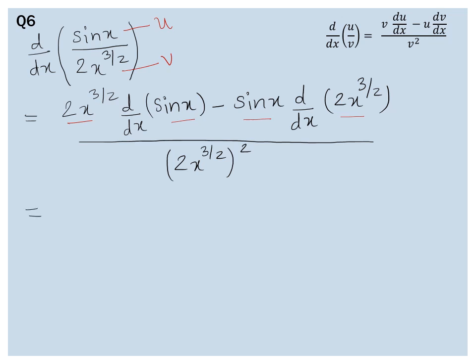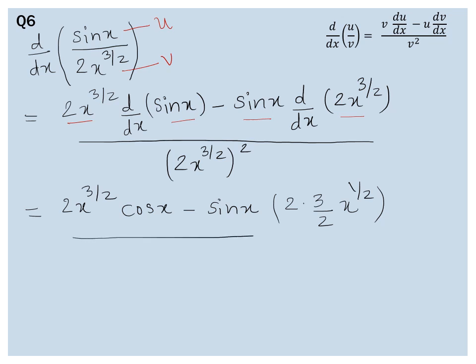Solving further, 2x to the power 3 by 2 as it is, derivative of sin x is cos x, minus sin x into derivative of 2 x to the power 3 by 2, which is 3 by 2 x to the power 3 by 2 minus 1, that is 1 by 2, and this whole divided by 2 square, that is 4, x to the power 3 by 2 whole square, that is x cube.